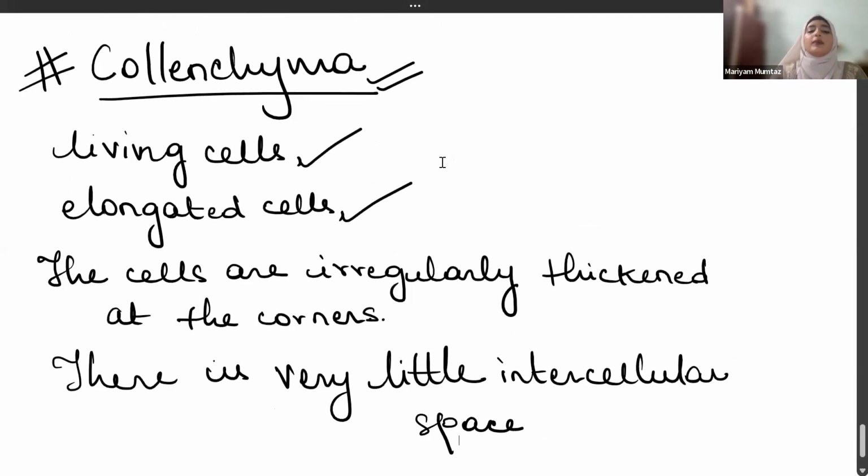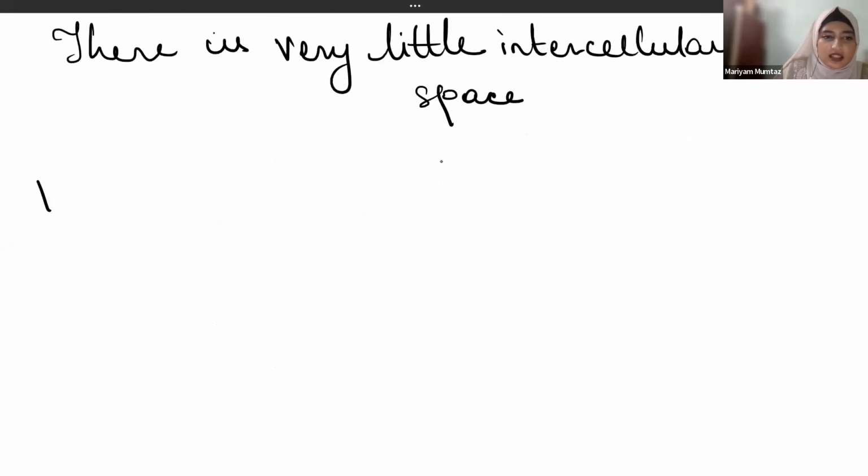So this was all about your collenchyma. Always remember that simple permanent tissue has three types: parenchyma, which we have discussed, then collenchyma, which we have discussed, and the next that is yet to be discussed, the sclerenchyma. The third type of simple tissue is sclerenchyma.